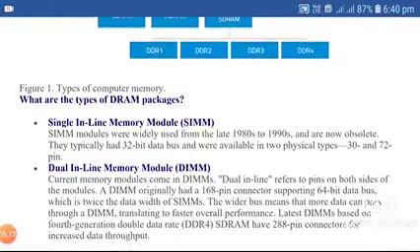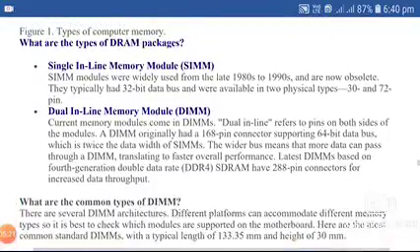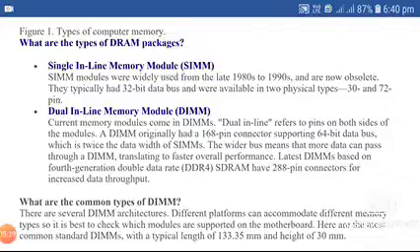What are the types of DRAM packages? So next we are going to see about DRAM packages: single inline memory module, SIMM, and dual inline memory module, DIMM. SIMM modules were widely used from the late 1980s to the 1990s and are now obsolete. Current memory modules come as DIMMs. Dual inline refers to pins on both sides of the module.